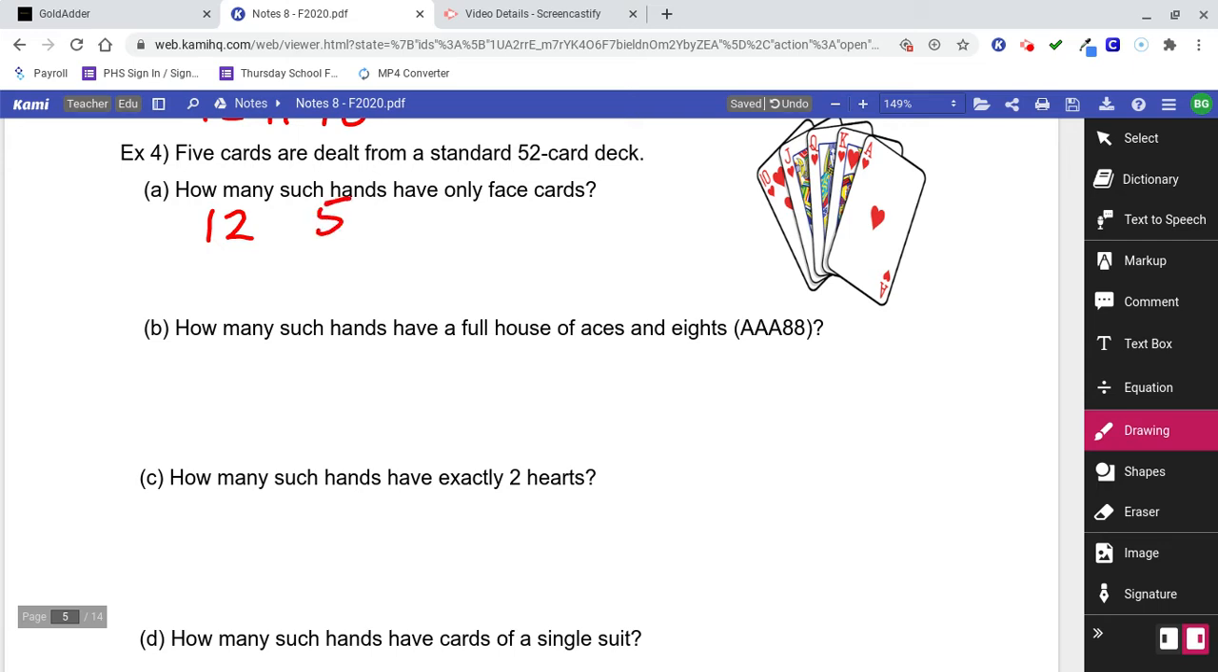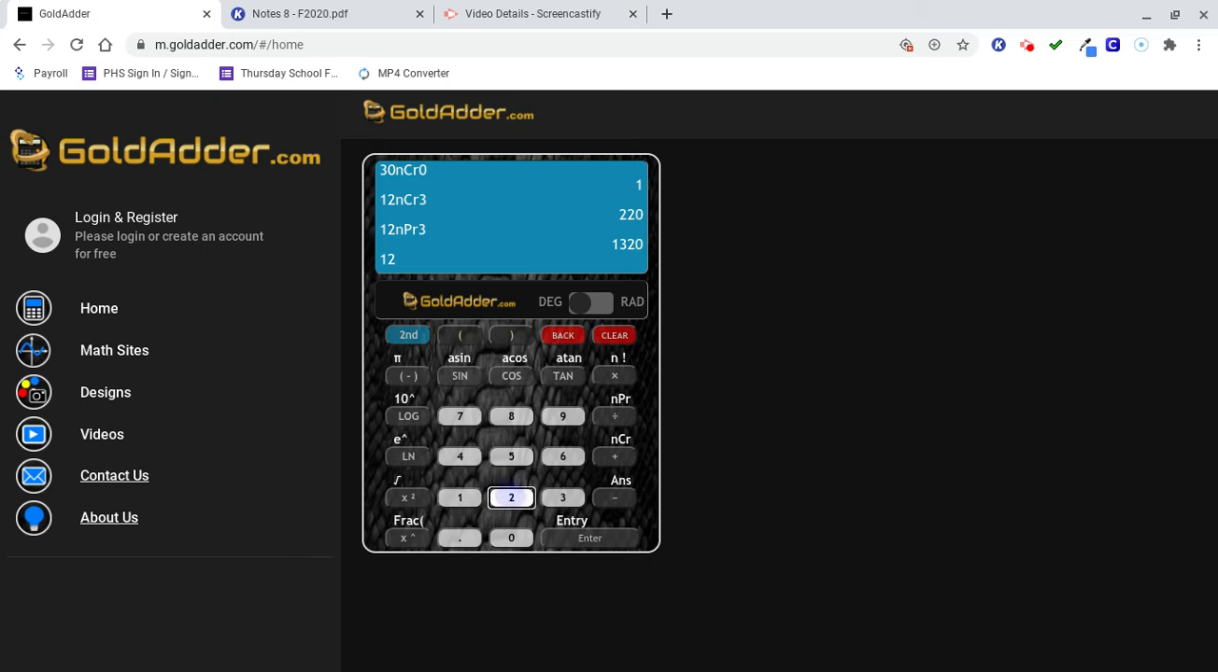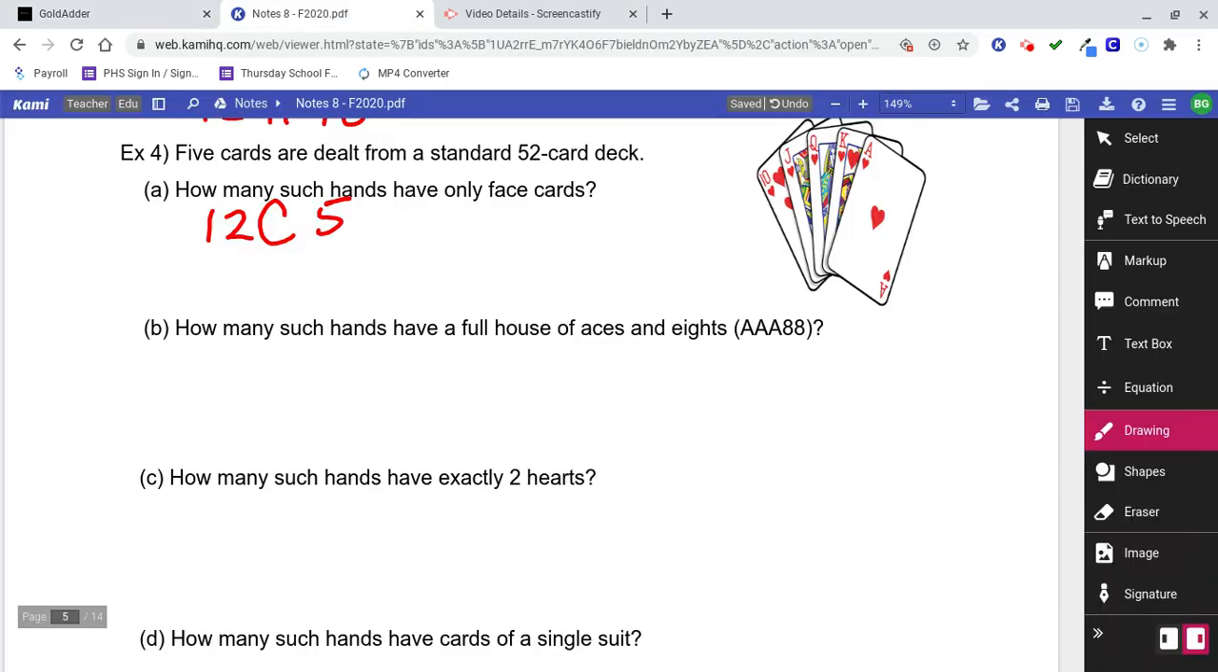Does the order that you get those cards in your hand matter? Doesn't matter if you have a king first and then a queen or vice versa. Order does not matter, so that's a combination. 12C5. 792.